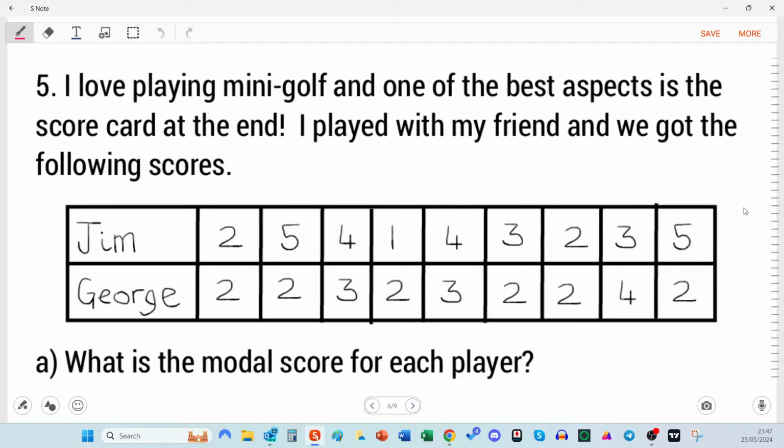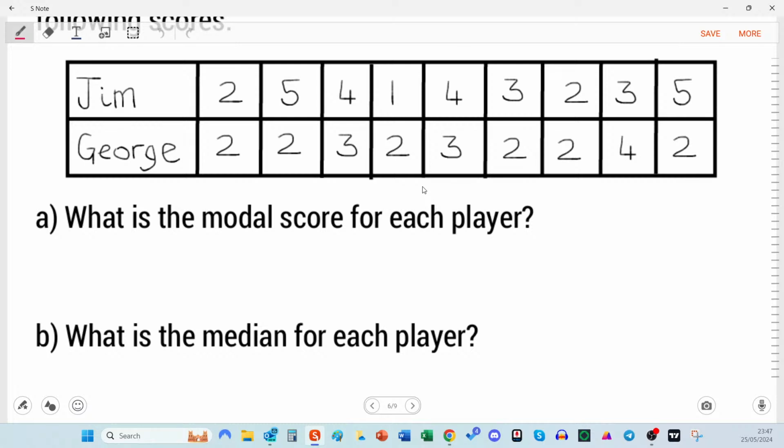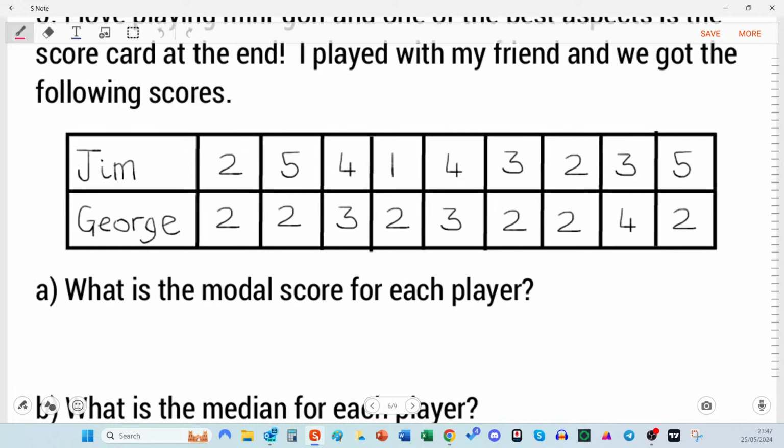Okay, I love playing mini golf, and one of the best aspects is a scorecard at the end. I played with my friend and we got the following scores. What is the modal score for each player?